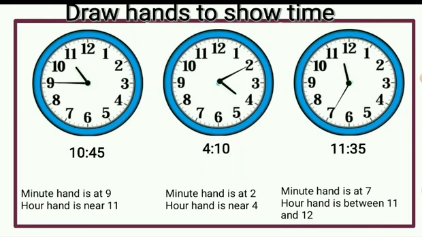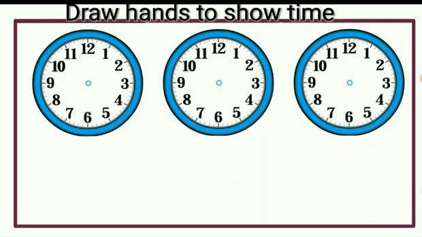And the other way to write these times you have already learned. 10:45 is also written as 11:15. 4:10 is also written as 10 minutes past 4. 11:35 is also written as 25 minutes to 12. Let's practice a few more times.